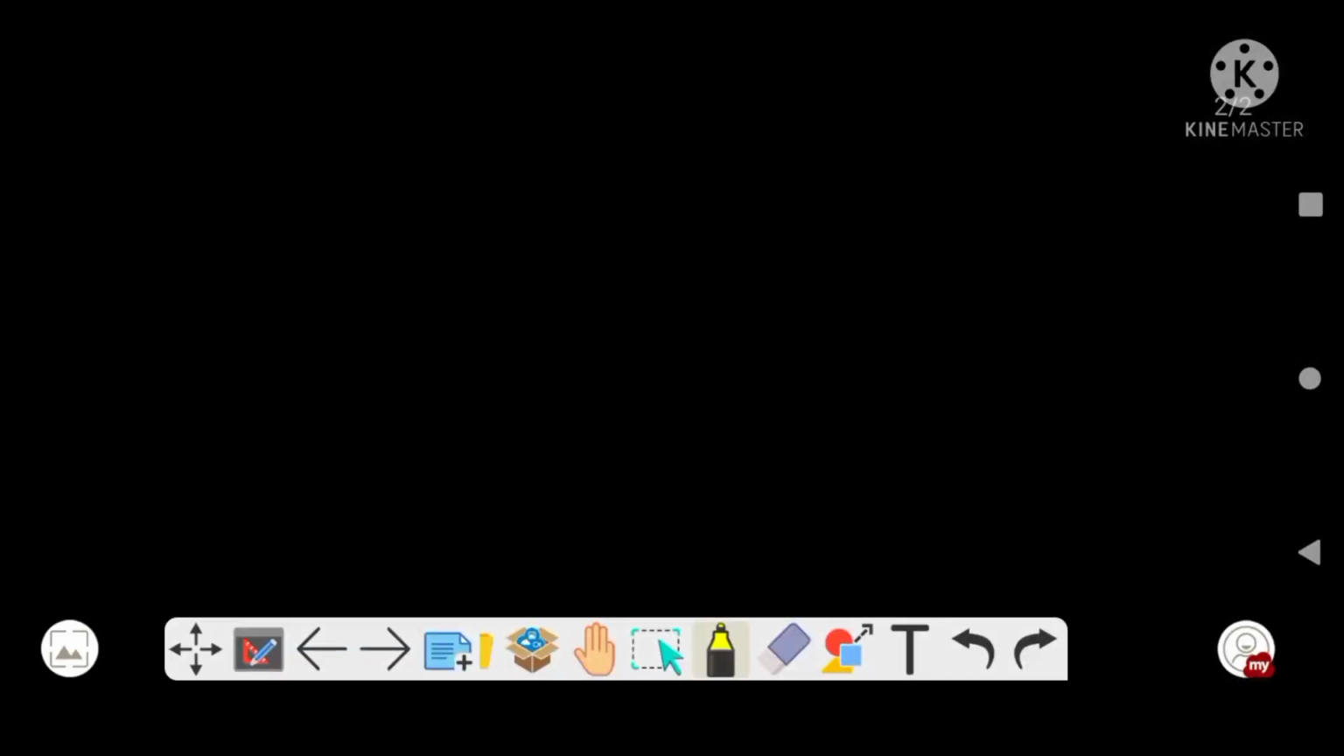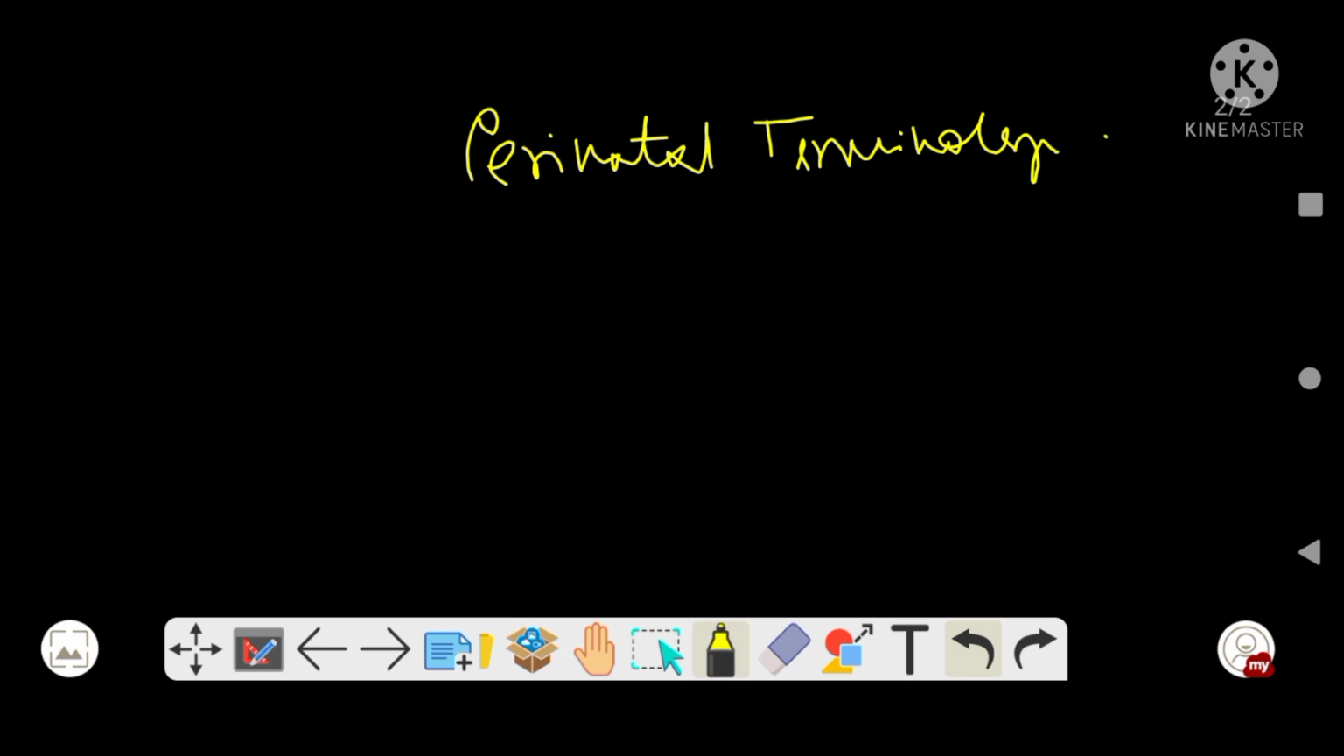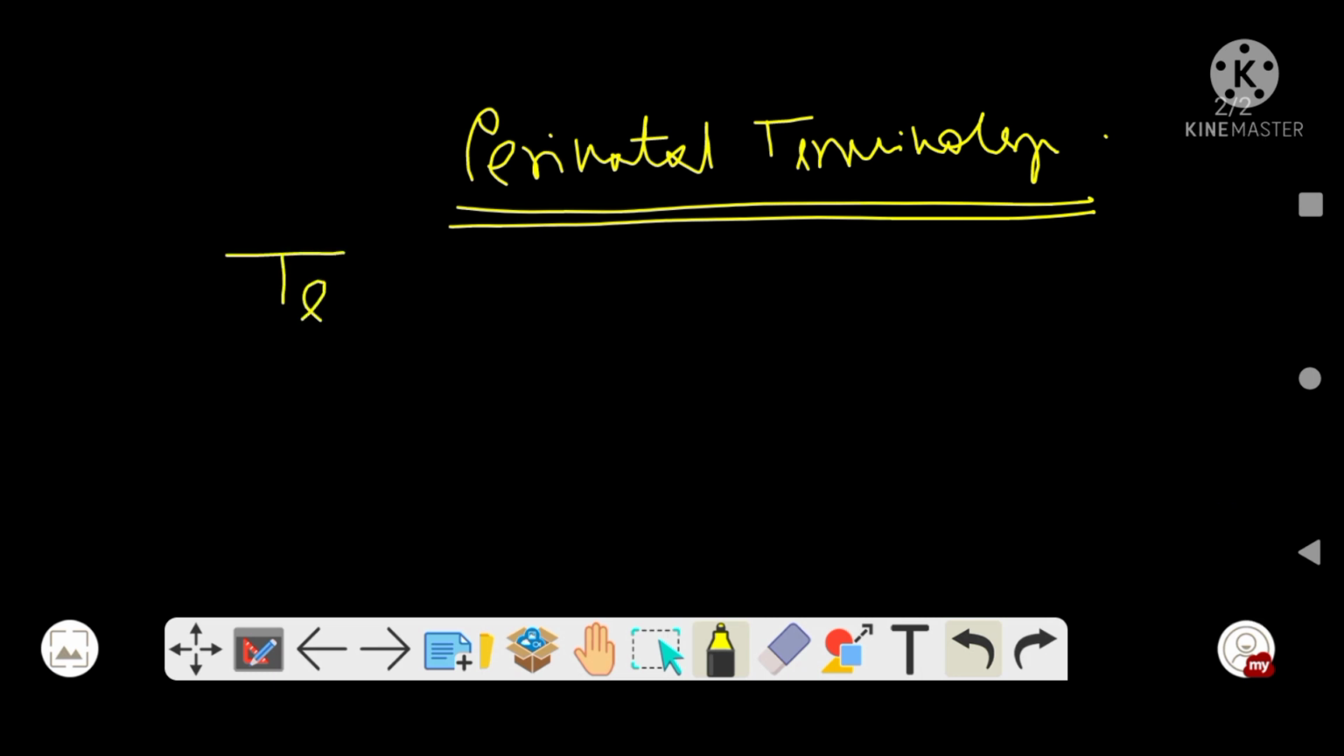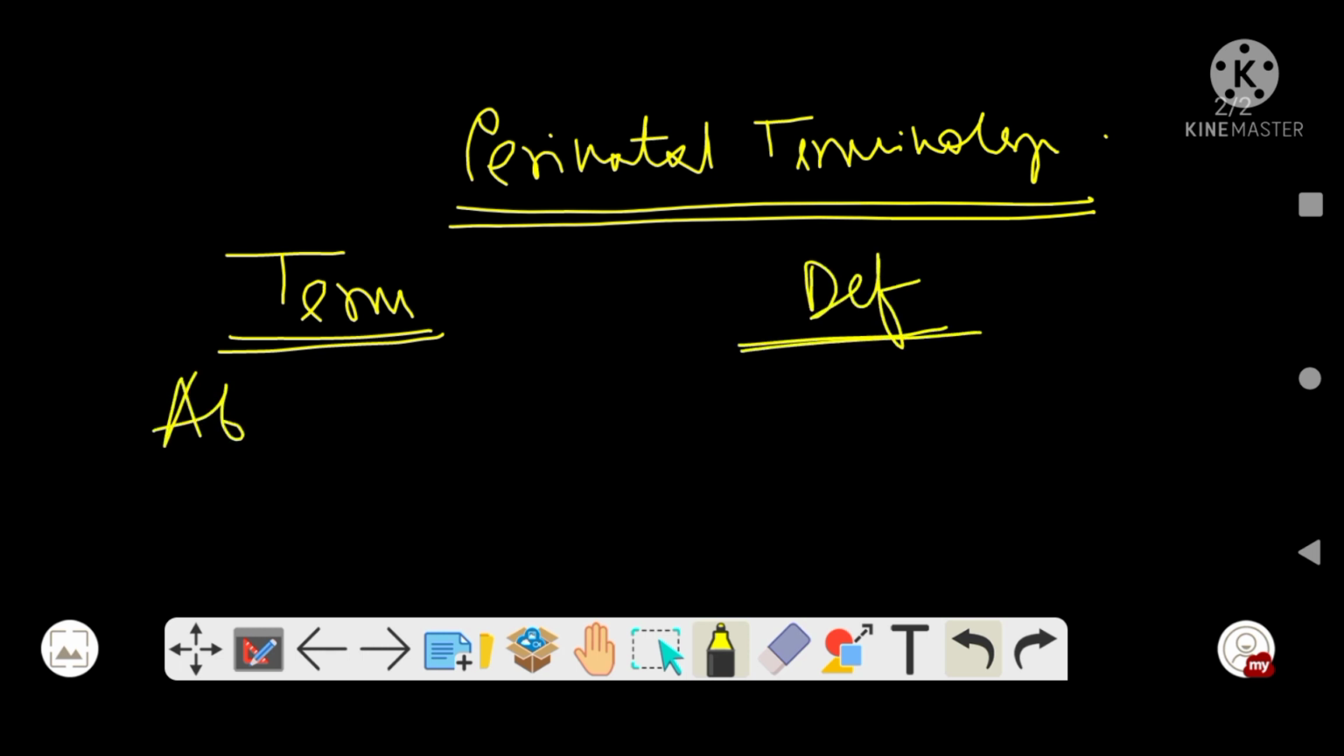Guys, in this session I will discuss some perinatal terminologies. They are often asked in questions where you have to match the terms with the definitions, so it's important. Here I am writing terminology and here I am writing definition. First I will talk about abortion.